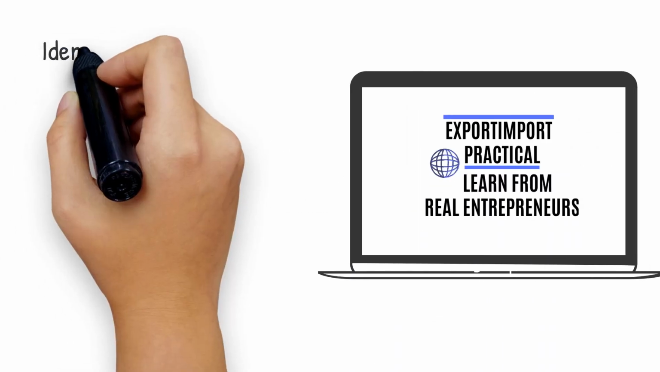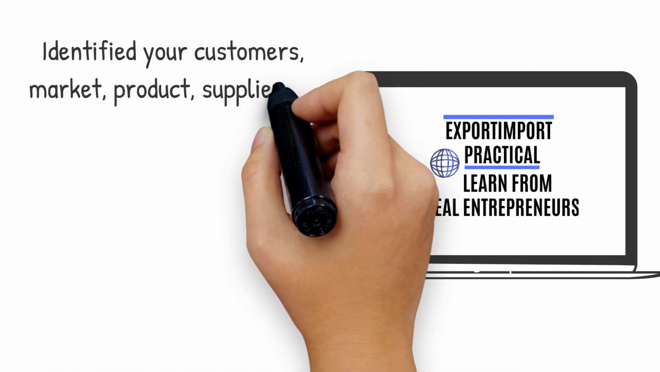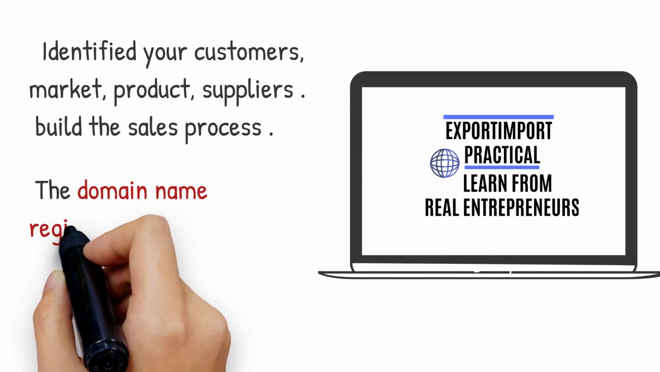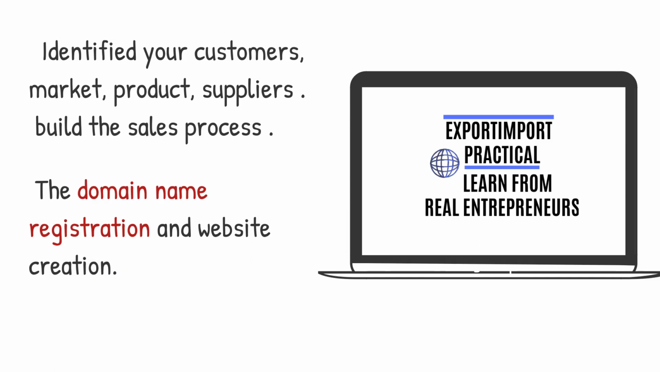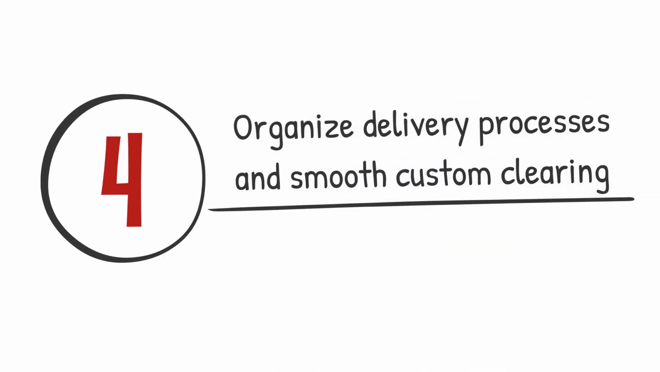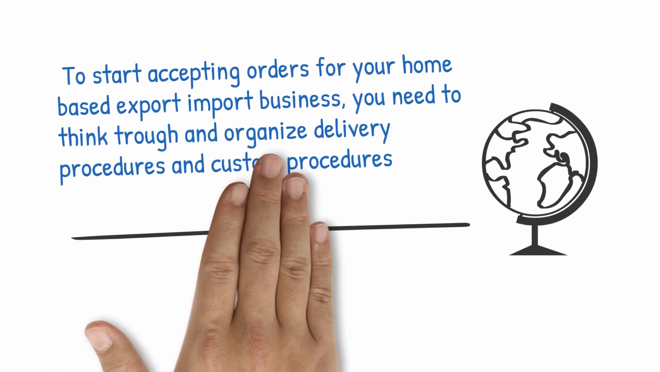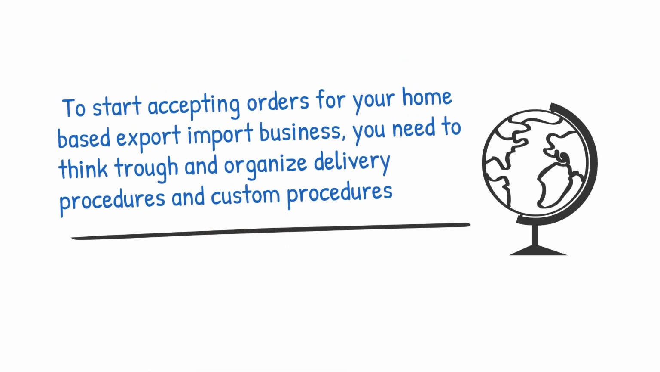Once you have identified your customers, market, product, suppliers, and you are ready to build the sales process, then the next step would be the domain name registration and website creation. Step 4. Organize delivery processes and smooth customs clearing. To start accepting orders for your home-based export-import business, you need to draft and organize delivery procedures and customs procedures.